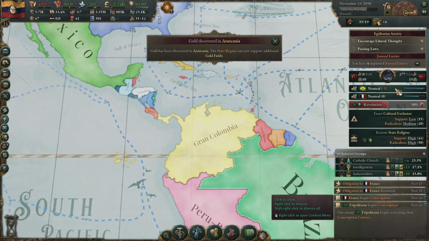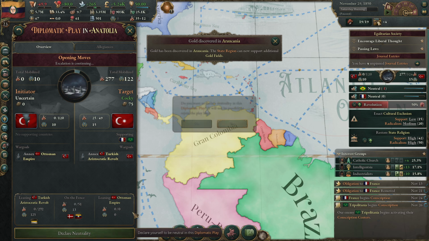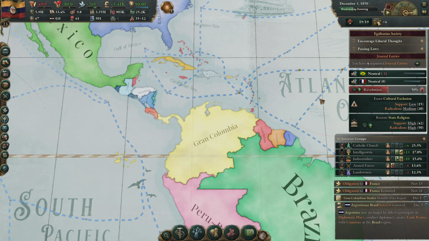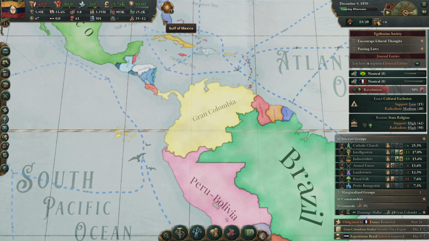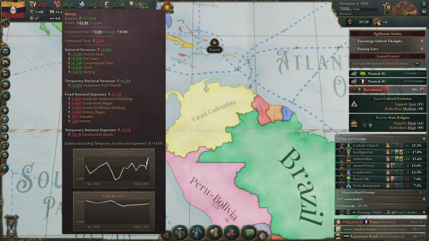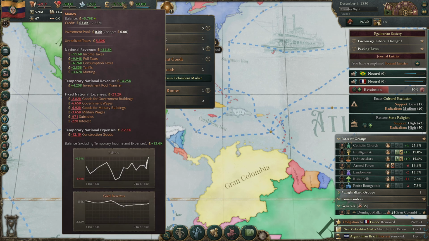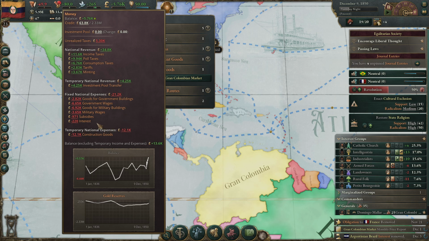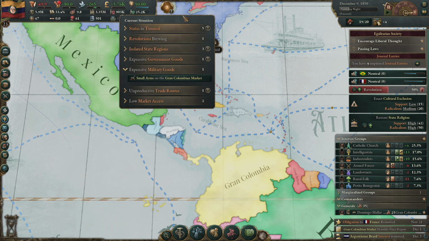What's this? I don't know. Neutrality. More gold. Okay, nothing is happening. I think we are making more money because of the market access as well, because the construction is still going. Bit of subsidies. Yeah, that must be the case, I think.